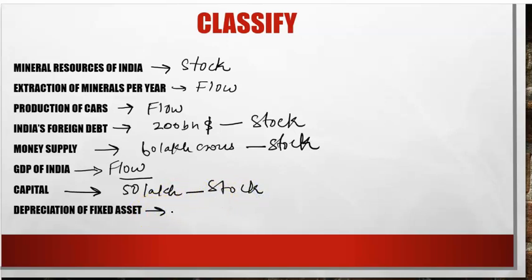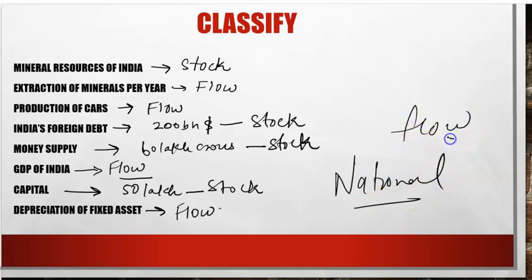Depreciation per month, per quarter, per year. Depreciation of fixed asset is a flow. Why are we doing this topic? National income. We are dealing with various flows. So national income is a flow. When you get this question, you have to give the reason also. For stock, you will say as it is measured at a point of time, it is called stock, and flow over or during a period of time. So that is how you differentiate between stock and flow.